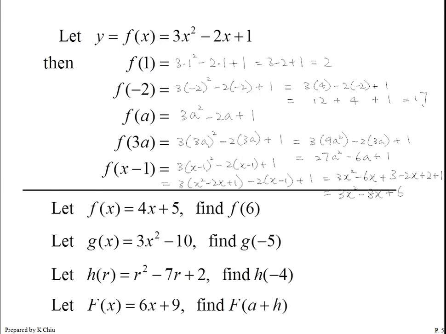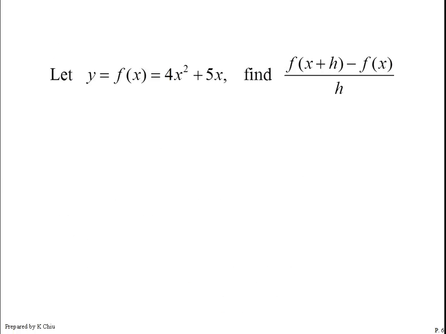Now let's take a look at something interesting. If I have f of x equals 4x squared plus 5x, and I want to find f of x plus h minus f of x, and then the whole thing divided by h, how can I handle that? Well, first thing, I need to know what is f of x plus h.